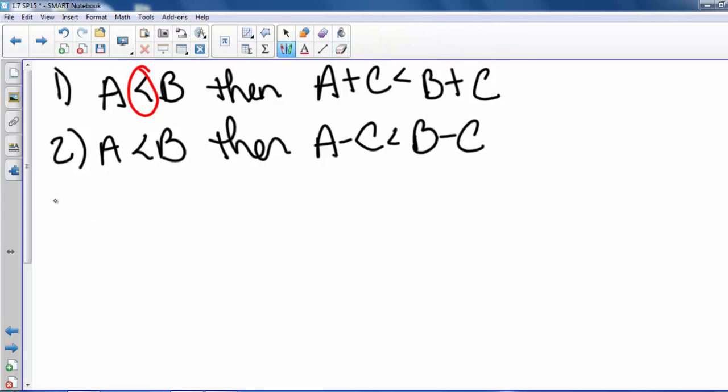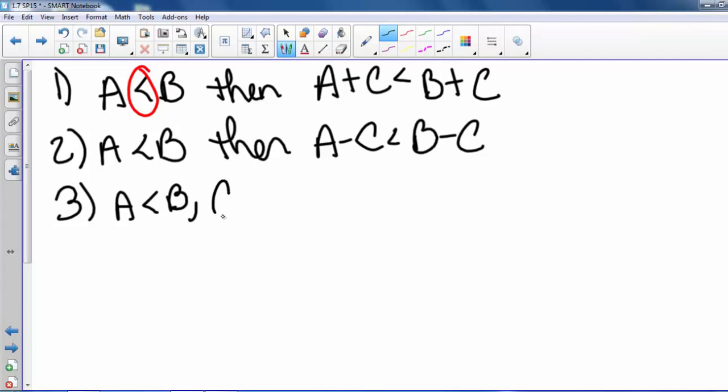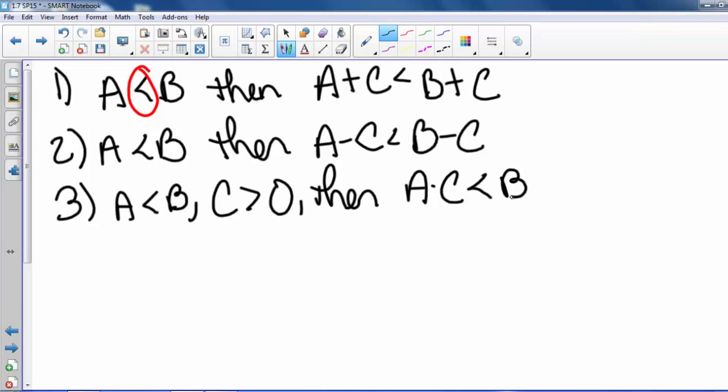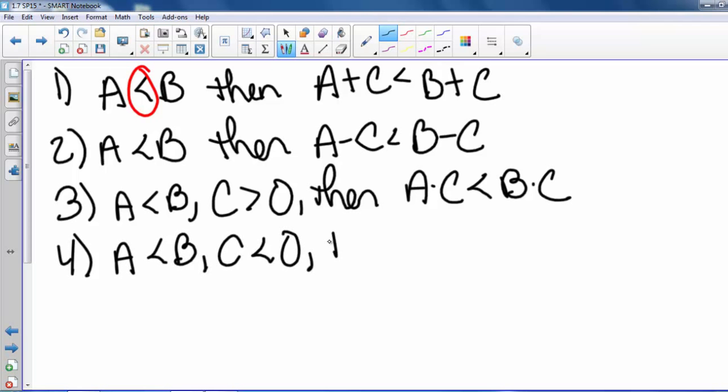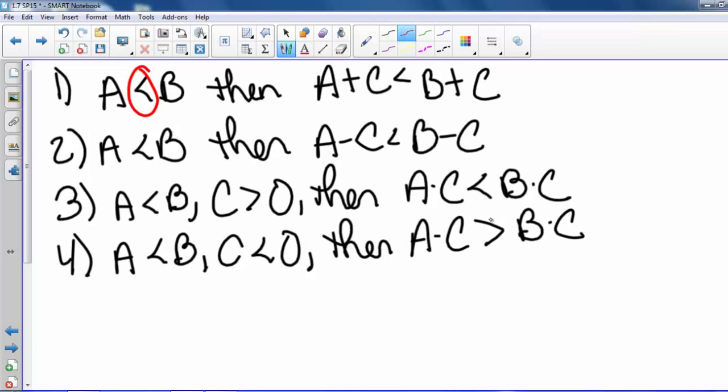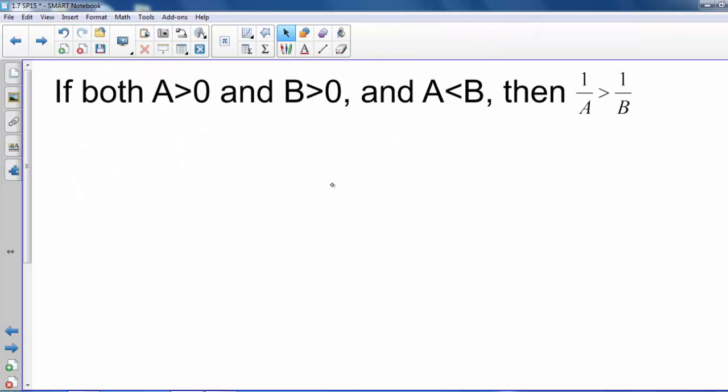We learned that if A is less than B and our quantity C is a positive number, then when we multiply or divide by C, we get an equivalent statement. We also learned that if A is less than B but C is less than 0, so it's a negative number, then when we multiply by C, we have to switch our inequality sign. There are two other rules we need to know.